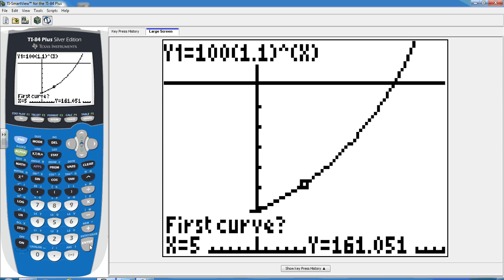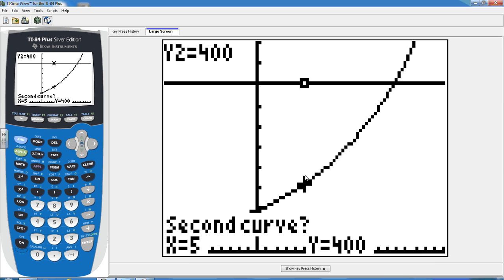So when you call this up, right, it has first curve. So we want to select the first function that we care about, which in this case is our exponential function, y1 equals 100 times 1.1 to the x. So we press enter to choose that. You'll notice there's a little cursor mark on there now. Same thing here, when we select the second function we care about, it's y2, and there's a little cursor mark there as well.